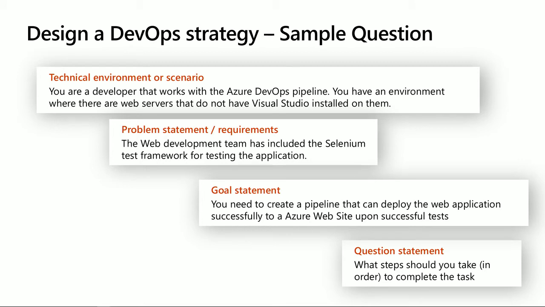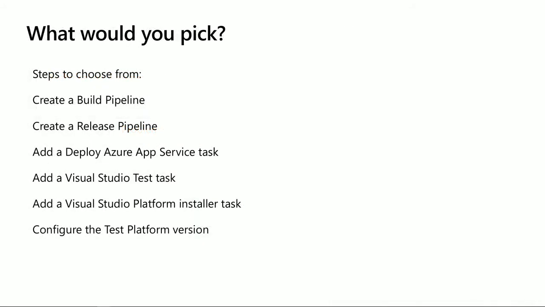You follow? All right, the next thing it tells us is that we need to create a pipeline that can deploy a web application. So we know we're creating a pipeline. Guesswork is out of there. So what steps do we need to do? These are the possible steps that you could choose. Create a build pipeline, create a release pipeline. Out of those two, which one of these pipelines? Why build?